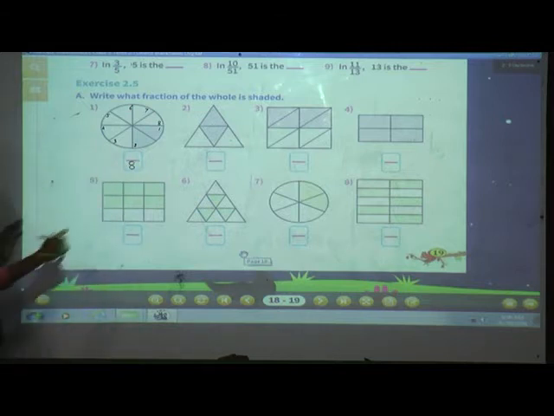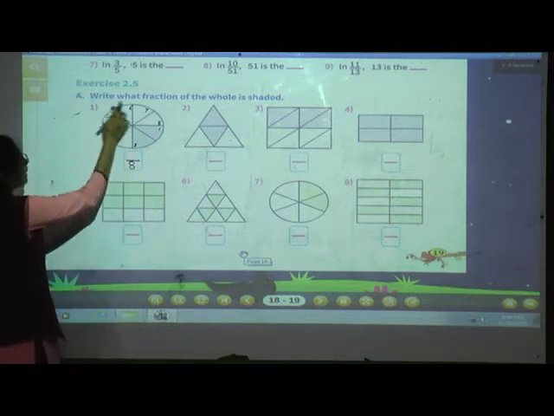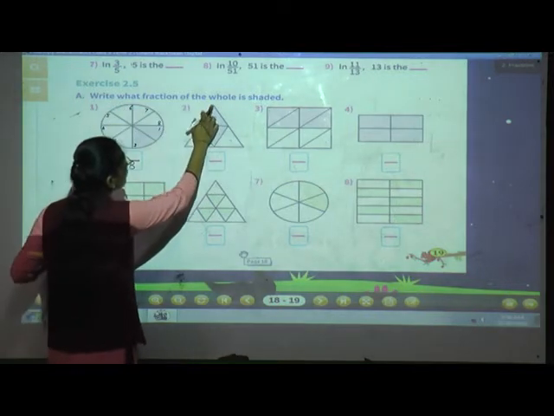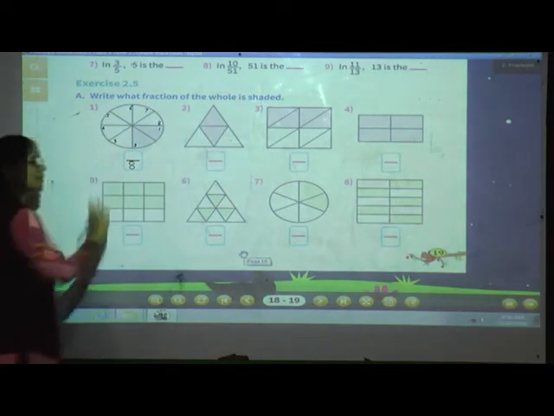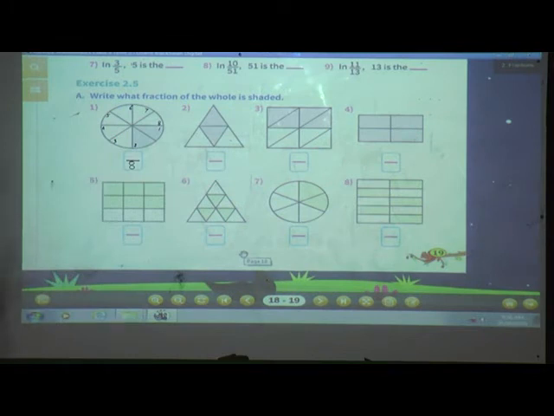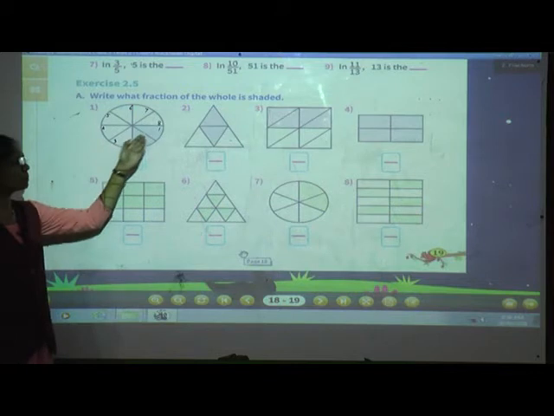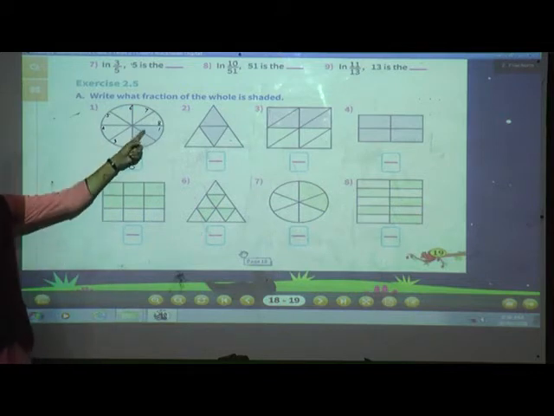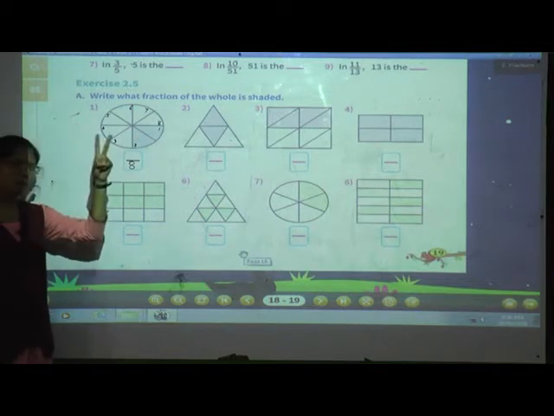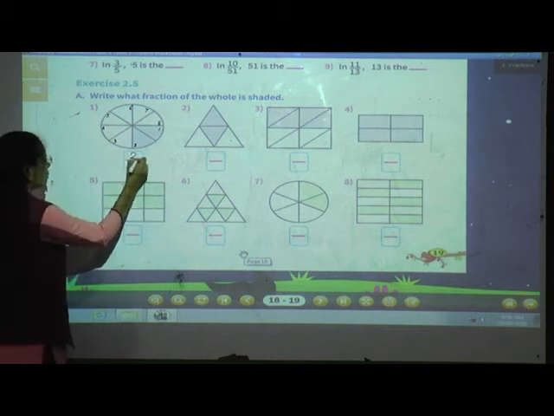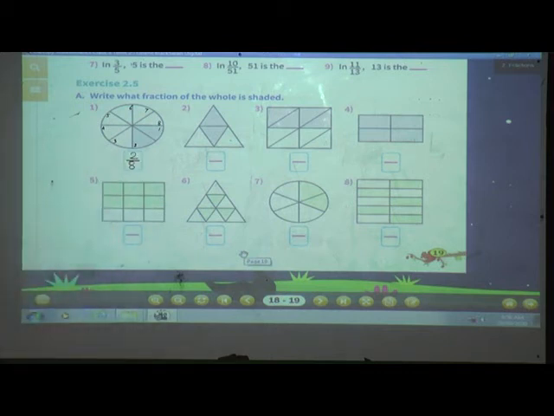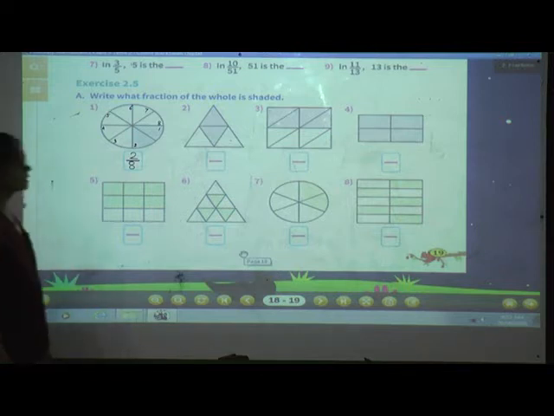Okay. Now what is the question? Write what fraction of the whole is shaded. Means we have to write the fraction of the shaded part. Now you have to count how many parts are shaded. How many parts are shaded? Only 2 parts are shaded. So here we have to write 2 at the numerator's place. Okay. So what is the fraction? 2 by 8. Now let us move to the next example.